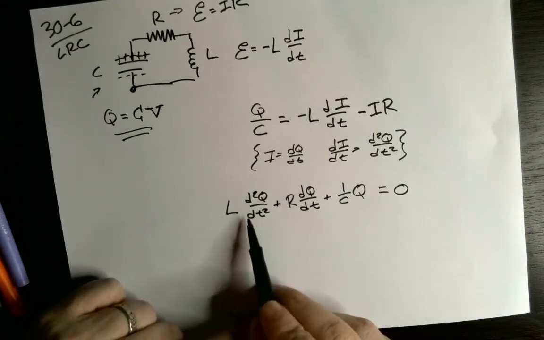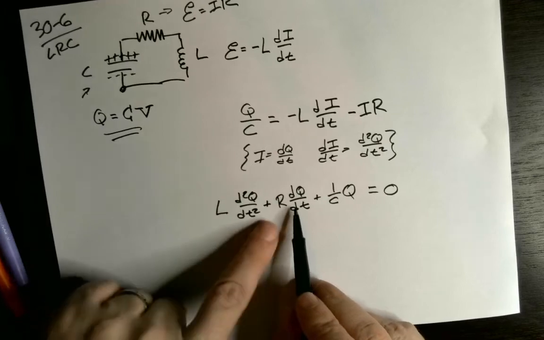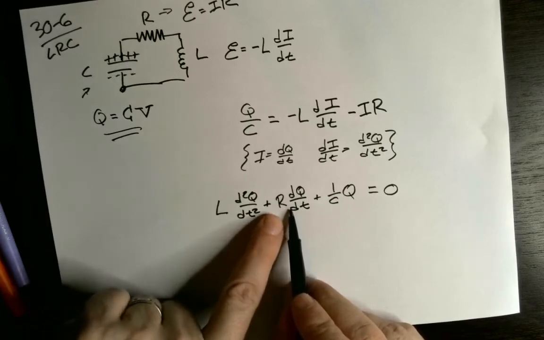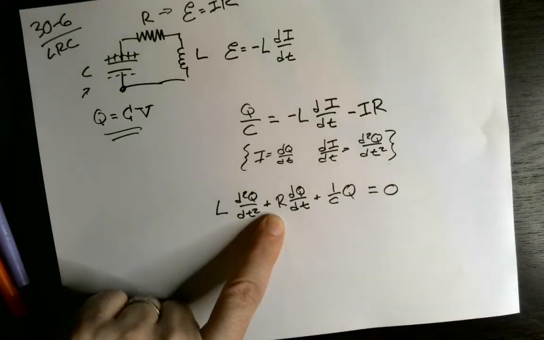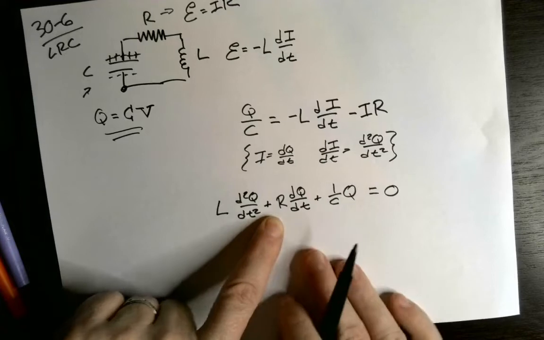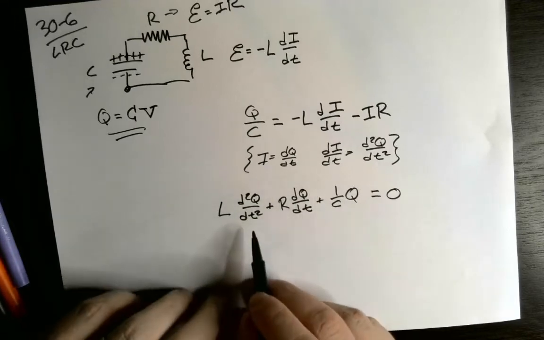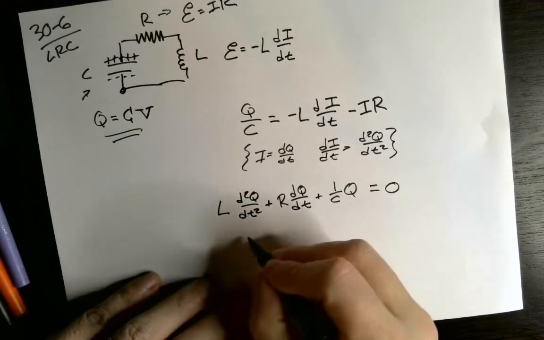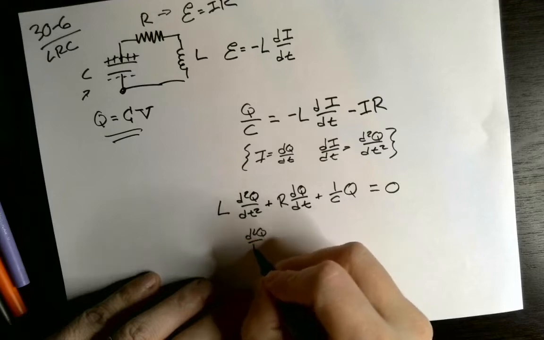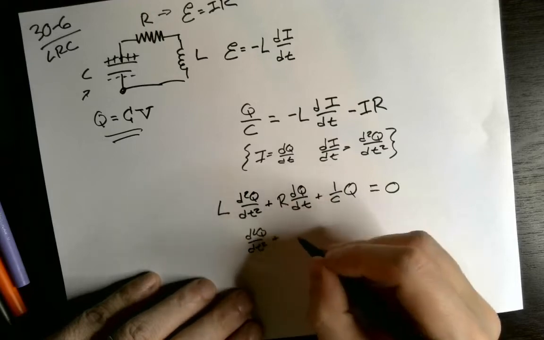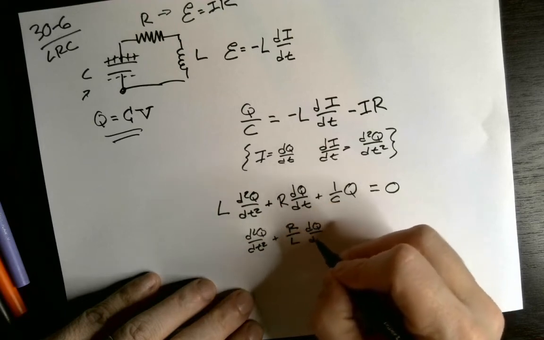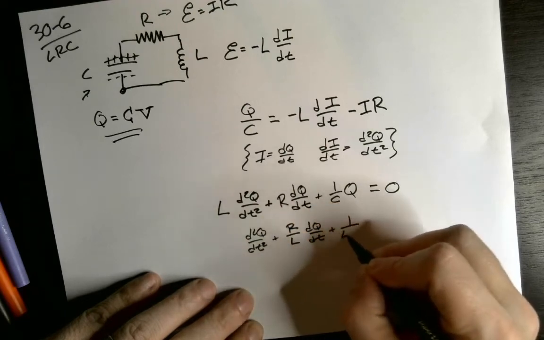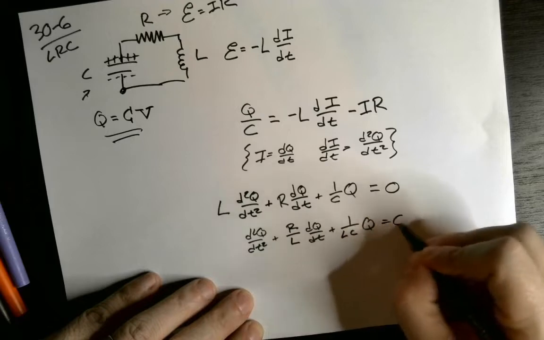Something is wrong here. Hold on a second. No, I think we're good. So I'm going to divide through by L. And what do I get? I get d squared q dt squared plus R over L dq dt plus 1 over LC q equals 0.